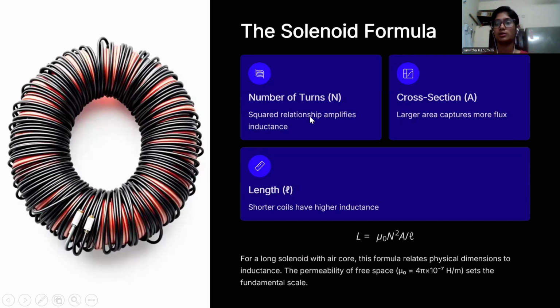Coming to the solenoid formula, the number of turns is represented by capital N. The square relationship amplifies inductance. The cross-section A, which means the area, matters because a larger area captures more flux. And coming to length l, shorter coils have higher inductance. The formula is L = μ0 N² A / l. For a long solenoid with an air core, this formula relates physical dimensions to inductance. The permeability of free space is represented by μ0, where the value of μ0 is 4π × 10^-7 H/m. This sets the fundamental scale.